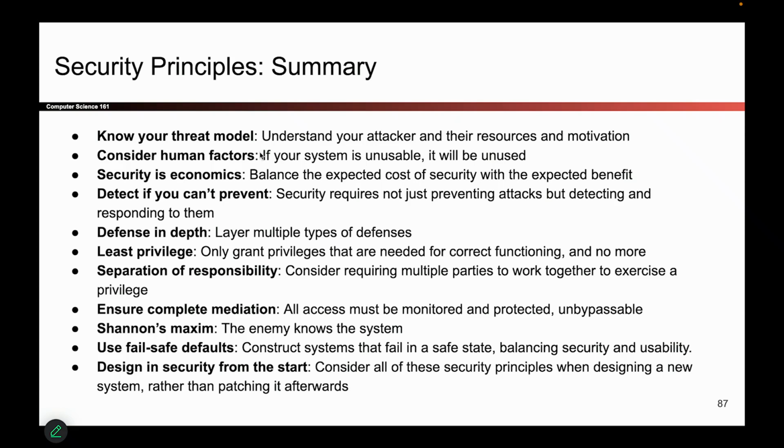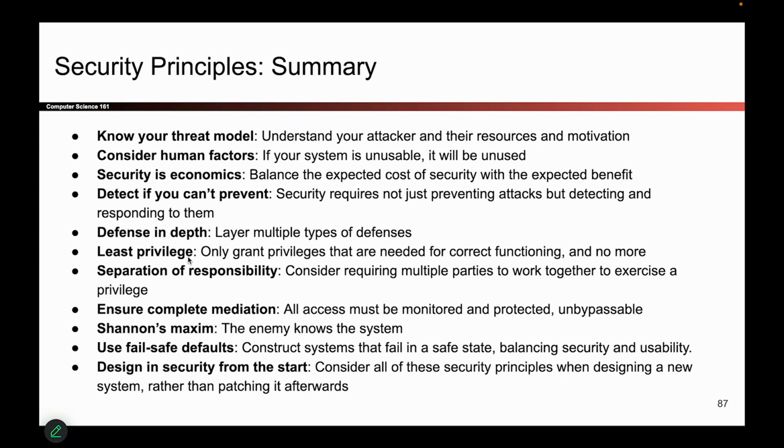We talked about human factors. We have to make our systems usable for humans. If it's not usable, they're going to turn the security off because they don't know how to use it. Security is economics. We've got to think about cost-benefit analyses. We've got to think about detection. And if we're not able to stop the attack, we should at least be able to detect and respond to it. We talked about layering multiple types of defenses. Those were the walls. And we talked about defense in depth.